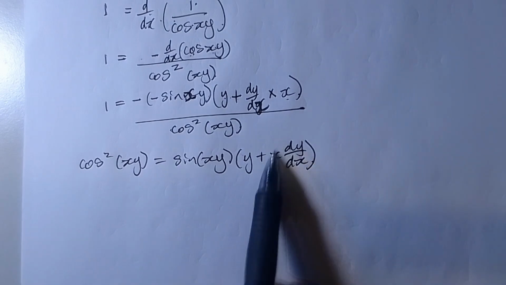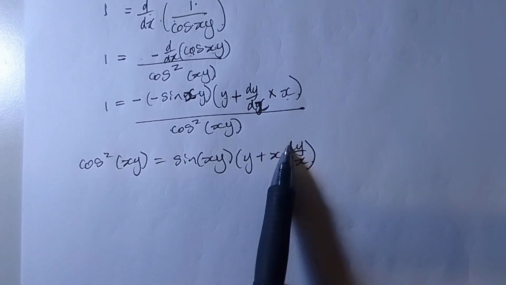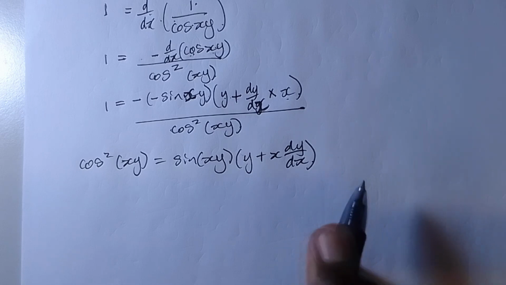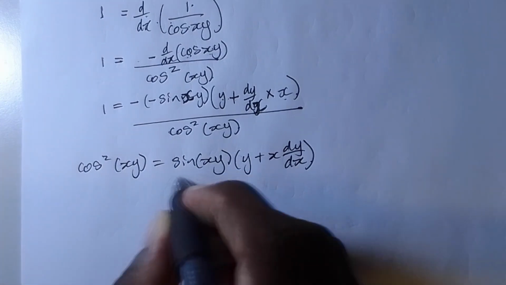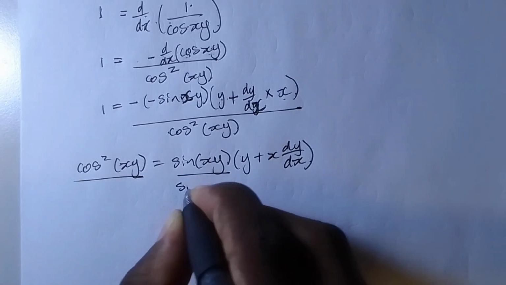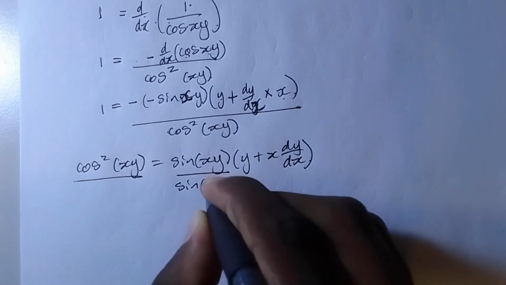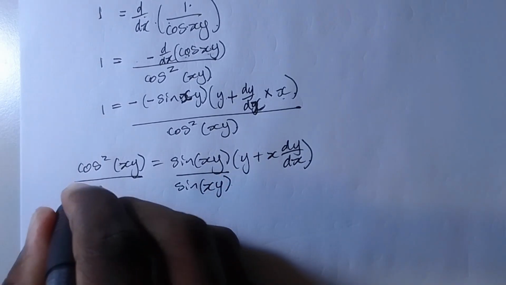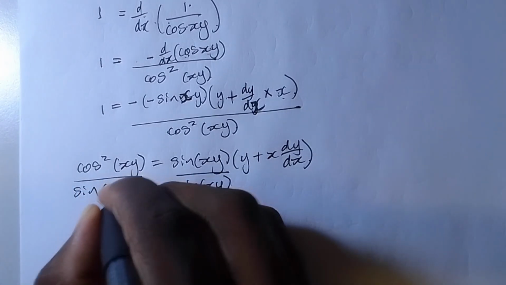Now we want to make dy on dx the subject of the formula. There are two ways we can do this, but I think the easier way is to just divide by sine xy on both sides. Well, there are probably more than two ways, but there are two ways I can think of right now. Sine xy.